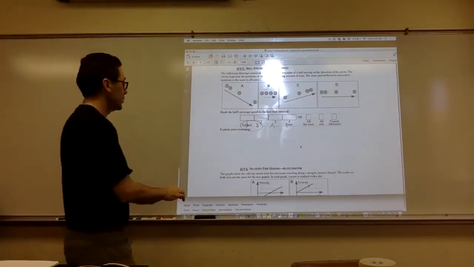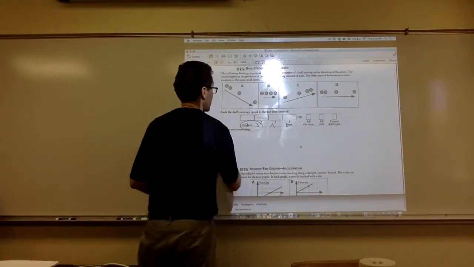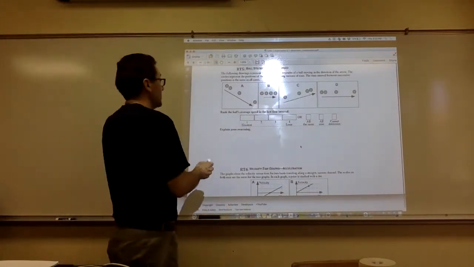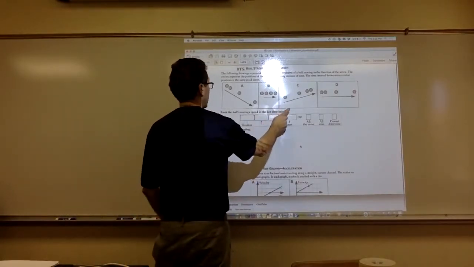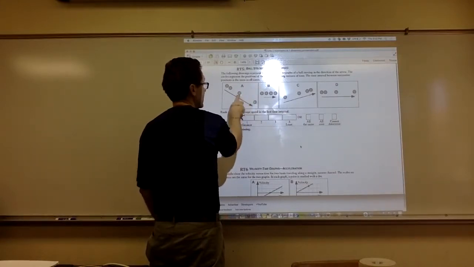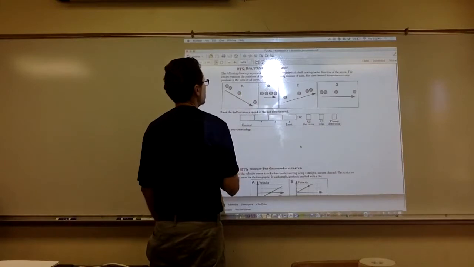All right, this RT5 is talking about speed, and it's talking about speed only in the last time interval, right? So we're just going to concentrate on the distance here. The time interval is the same, so you just have to figure out the distance between the last two flashes.